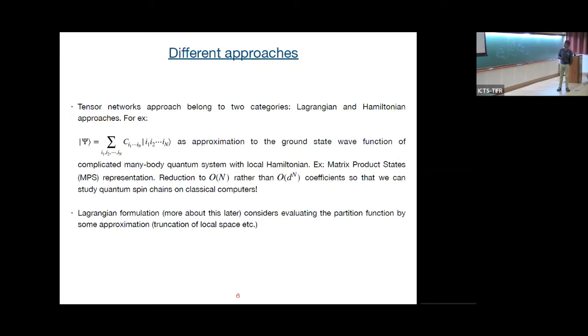As I've already mentioned, there are two different approaches based on the Lagrangian and the Hamiltonian formulations. For the Hamiltonian, we consider the wave function. If we consider n spins, the Hilbert space is 2 to the n dimensional, with each spin up or down. But the idea of the matrix product state is to represent these coefficients not by 2 to the n numbers, but by some order n numbers. This can help us study, for example, quantum spin chains effectively on classical computers, because we obviously cannot store the entire state. So we try to store it in order n parameters effectively, and then study the ground state properties or excited state properties.